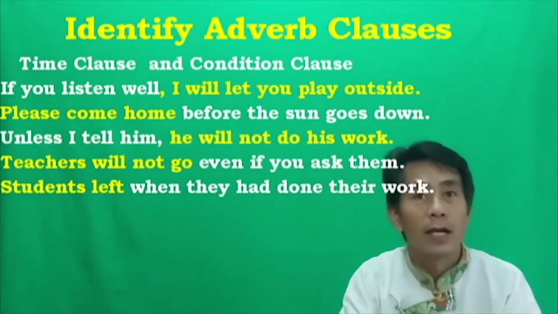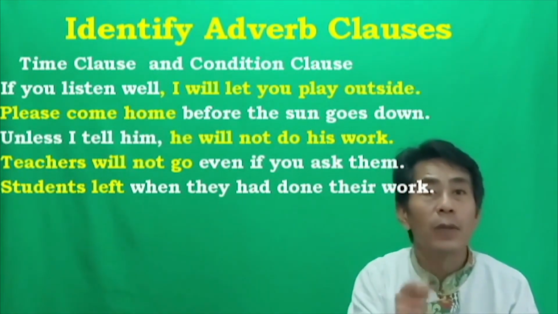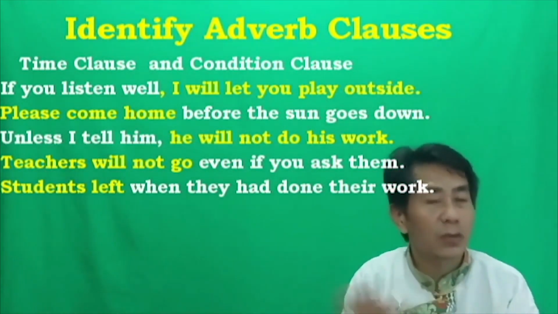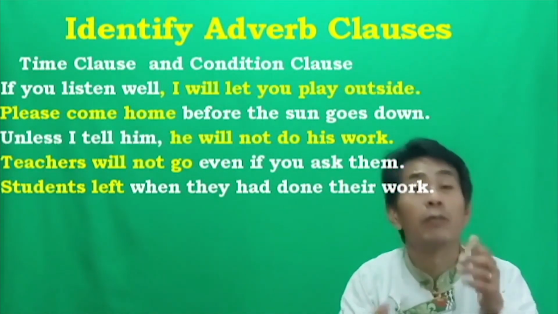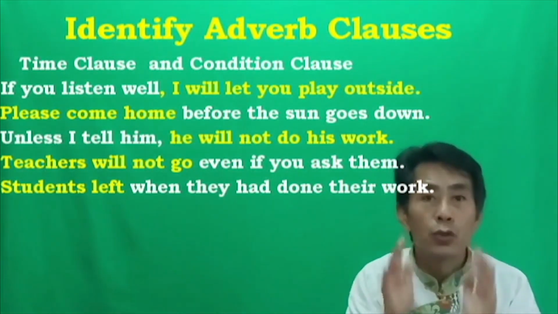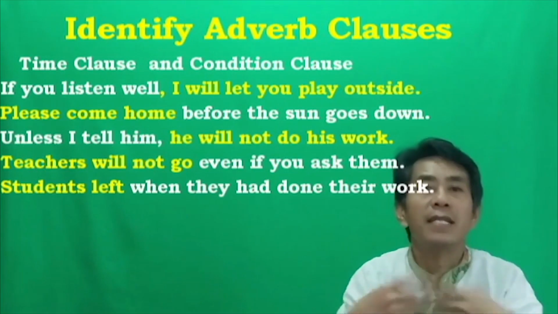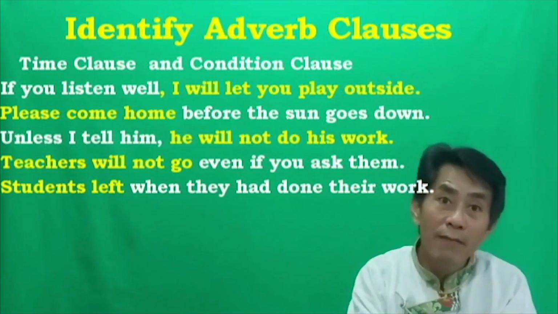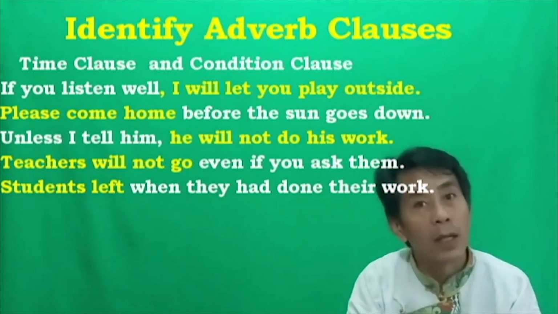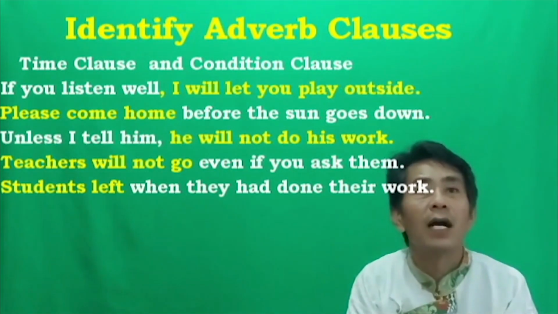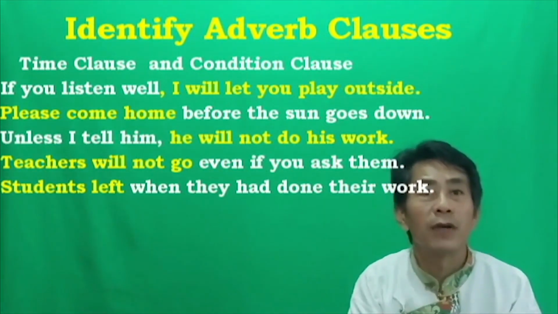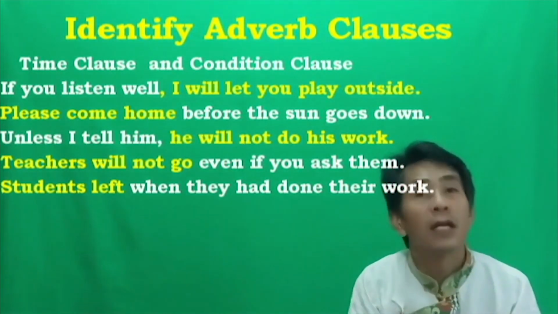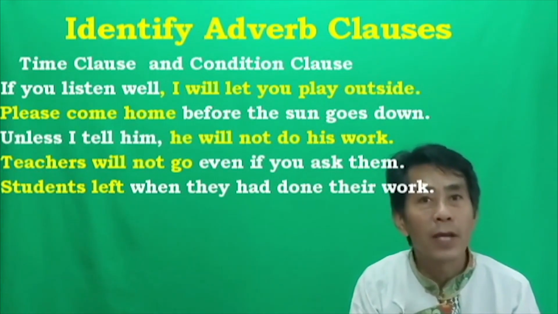Now identify this. Number 4: the teachers will not go even if you ask them. Even if you ask them, the teachers will not go. What type of adverb clause is this? Last: students left when they had done their work. When did the students leave? The students left when they had done their work. You got it? So all these are adverb clauses, and you have to identify which is an adverb clause of time and which is an adverb clause of condition. Did you understand?